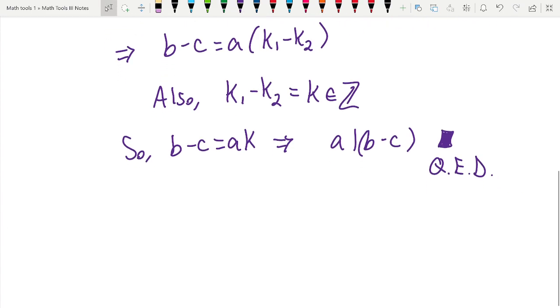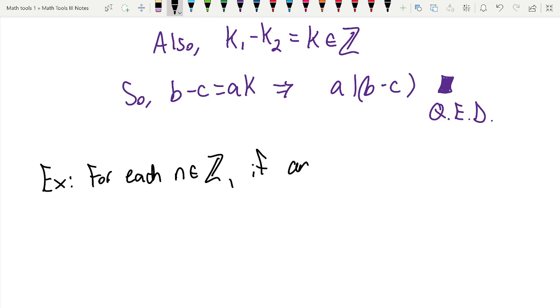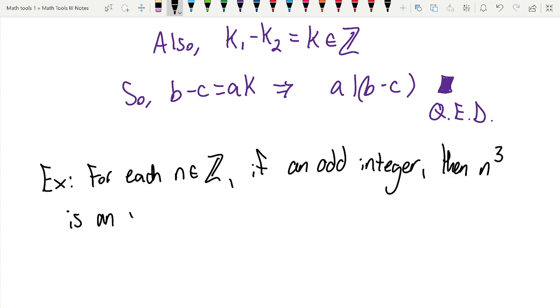Okay, so let's look at some more here. So this one says, for each natural number, or actually this is an integer. You're using n. N is typically used for natural numbers. Sometimes it's used for integers. If n is an odd integer, then n cubed is an odd integer.